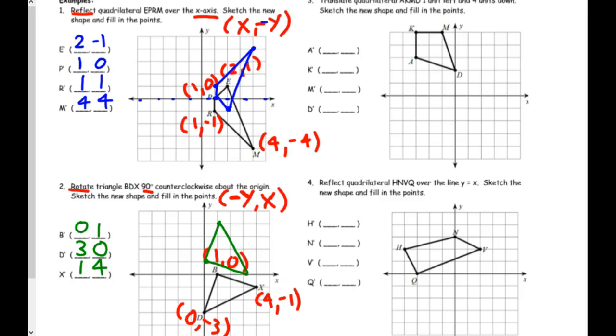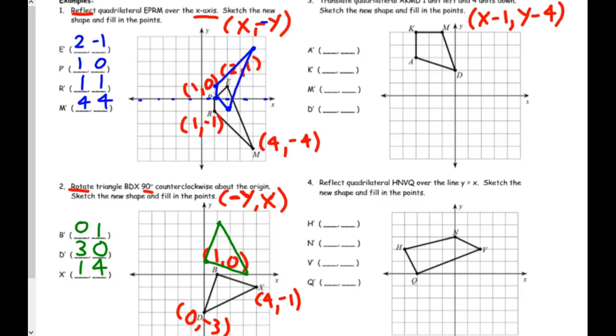Alright, number 3 says translate it. It's kind of hard to see this, but it says to translate the quadrilateral 1 unit left and 4 units down. So if I was going to write a rule for this, 1 to the left means minus 1, because left is negative, and then 4 units down means minus 4, because down is negative. Sometimes you're going to have positives where you'll have to add, so right or up would be positive. But let's write our points first.